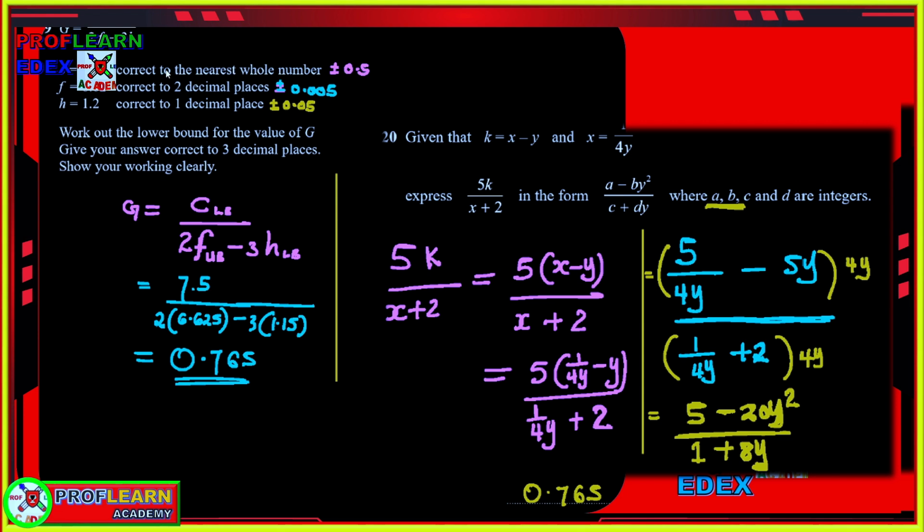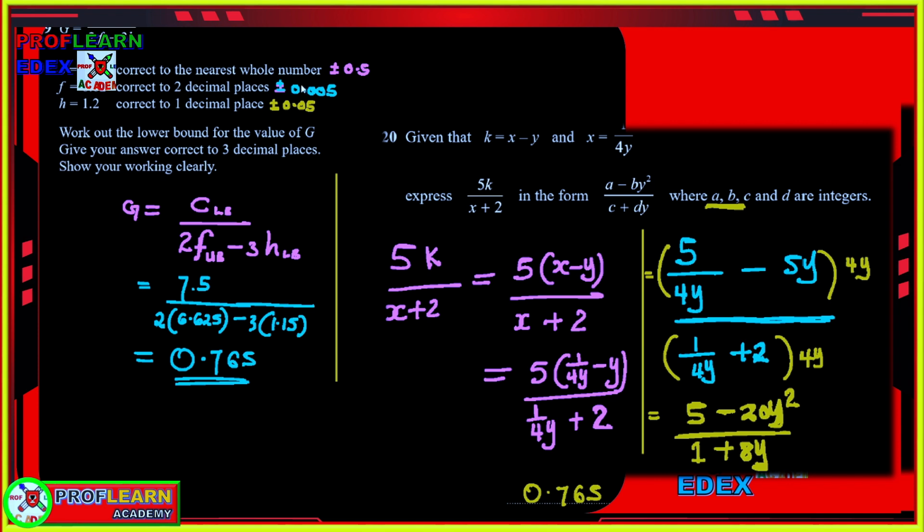Whole number, the smallest whole number is 1. So what do you add? You take that smallest number here, divide by 2. So 1 divided by 2 is 0.5. So in order to get the limits for this value of c, it will be plus or minus 0.5. Here you are told correct to 2 decimal places. So the smallest number will be 0.01.